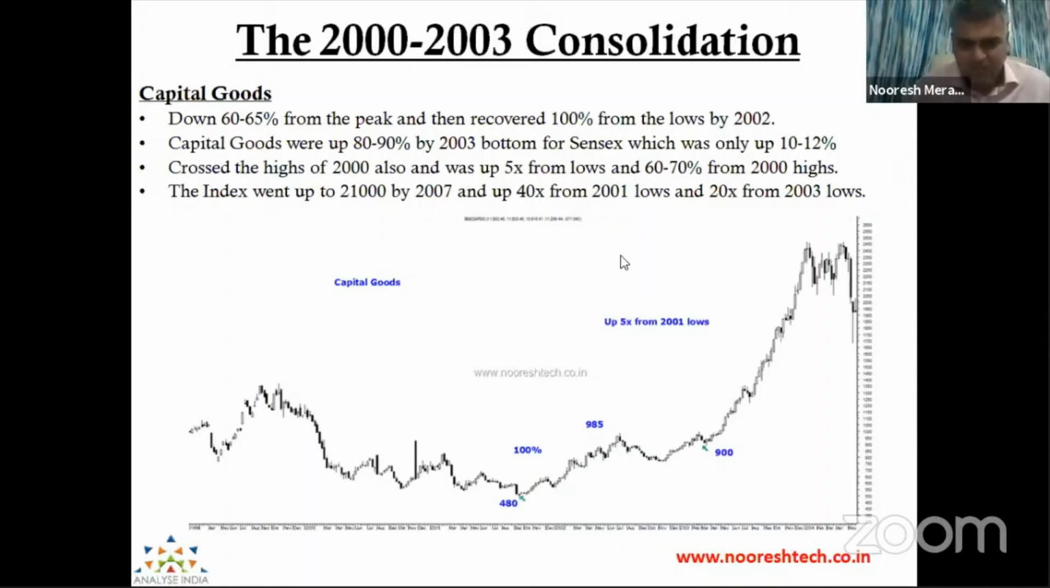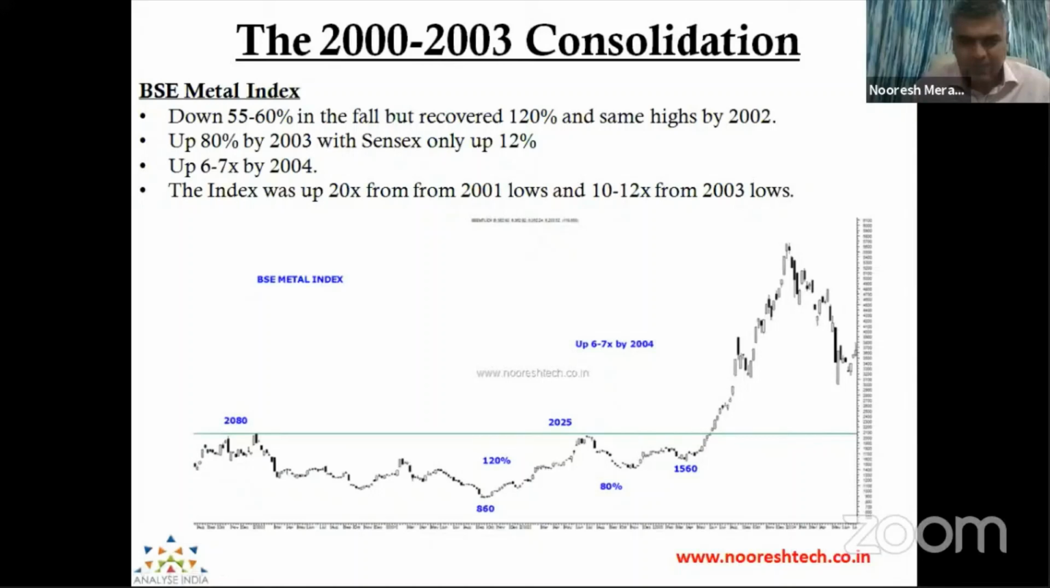The same thing happened with the BSE metals index. 55-60% in the first fall, recovered 120% in the recovery in 2001 to 2002, up 80% even by the 2003 bottom, while the Sensex was only up 12%. It was up 7x by 2004. It was up 20x from 2001 lows and 10 to 12x from 2003 lows.